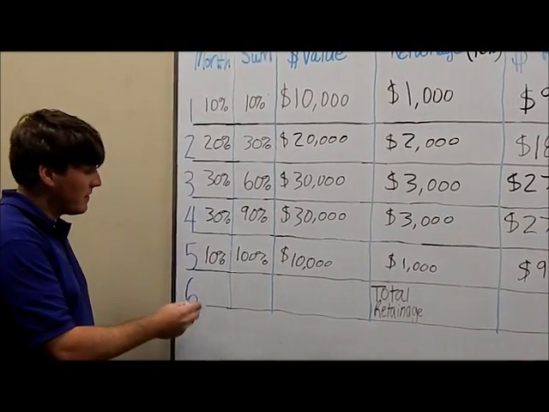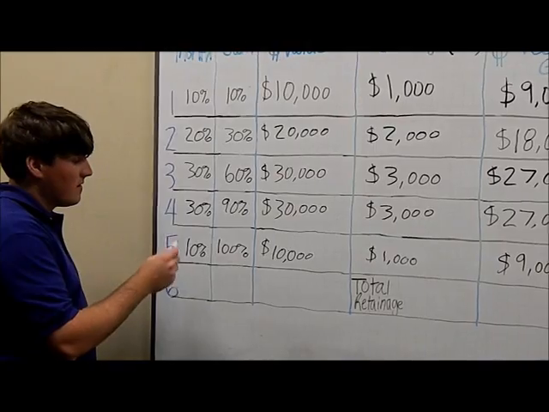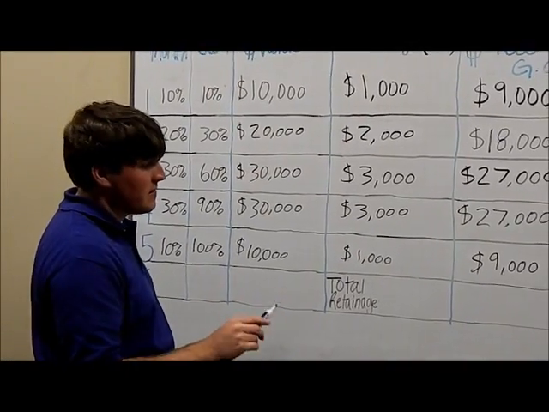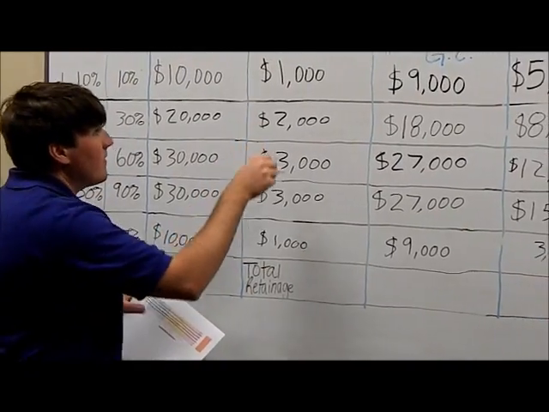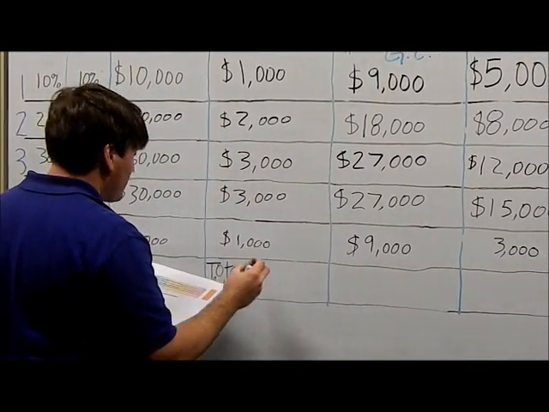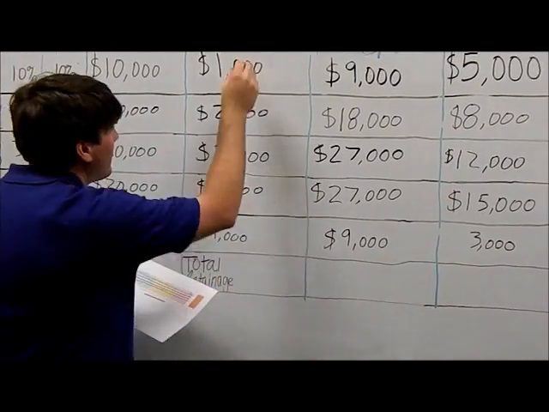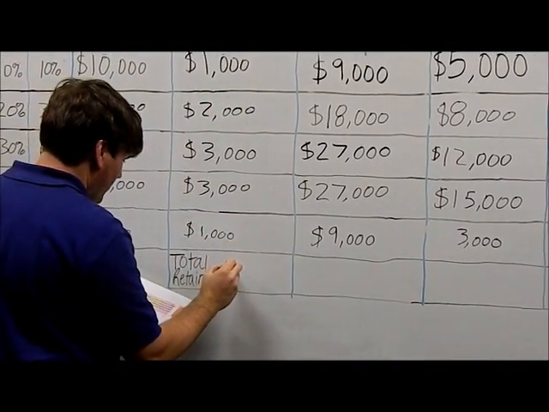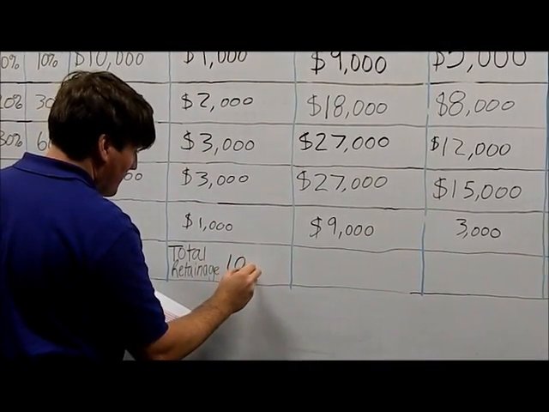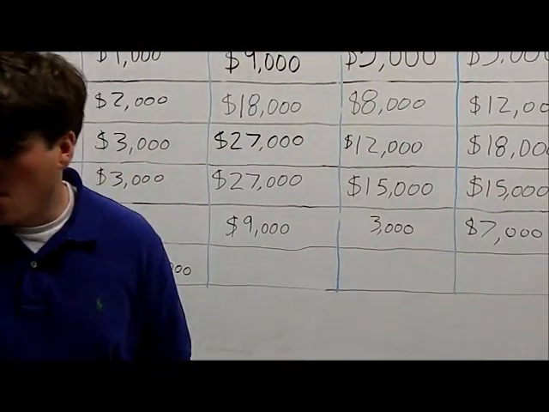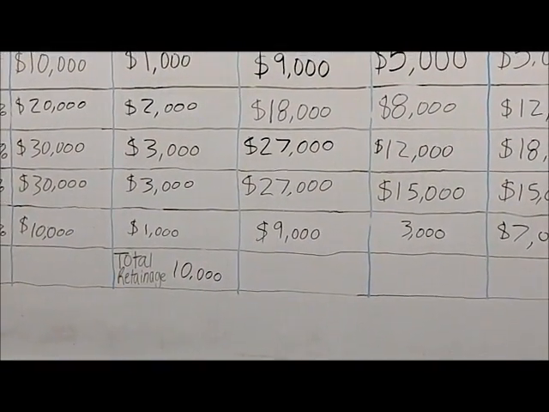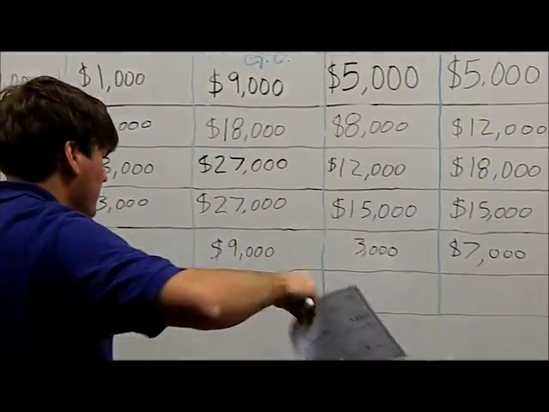Here we are at month 6. It's our final month. The owners had time to run through the project, make sure everything's off, and give us our final retainage for the project. So 10% of our total cost of the project, our total retainage is $10,000. In other words, we received a check from the owner for $10,000.